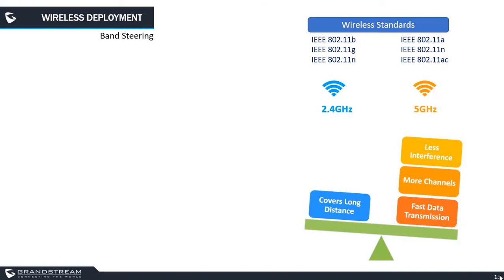This is a list of the well-known wireless standards. For 2.4 gigahertz, we have B, G, N, and for 5 gigahertz, we have N and AC. Now there is a new standard called Wi-Fi 6, which is 802.11ax. That's a different frequency and a different band that has its own characteristics. That's still new in the wireless world.